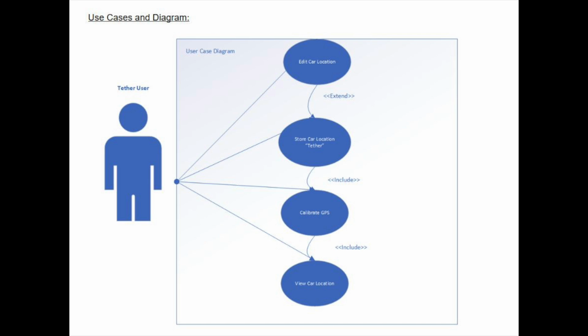After the completion of the store car location, the app traverses to the use case of view car location. In view car location, it uses collaborate GPS each time in store car location. At the end of the use case, we see that if the coordinate of the car location and the person location match, then the Tether app ends and it goes to the main screen.